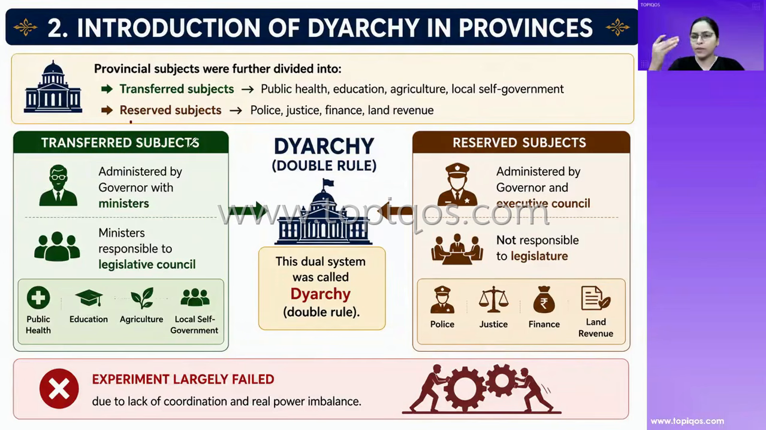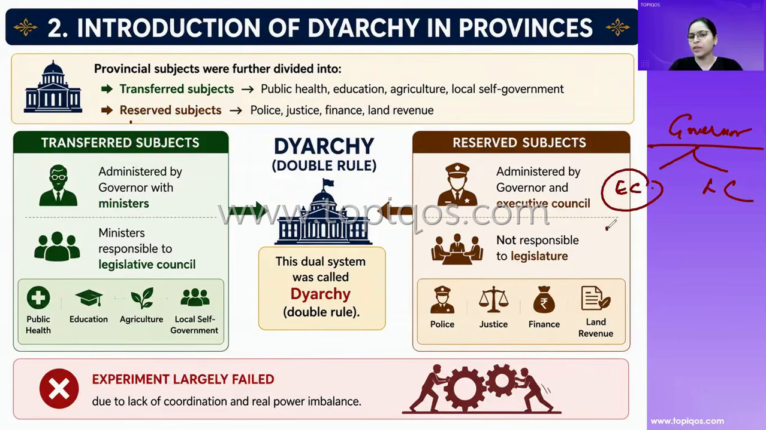First of all, at the provincial level, who is the responsible personality? The Governor. In every province, there is a governor. The governor will have his executive council and his legislative council. Ultimately, who will be administering both subjects? The Governor only. Whenever transferred subjects are to be administered, the governor will administer them along with his ministers. In the executive council, there will be ministers: a railway minister, local self-government minister, education minister. All these ministers will be there.